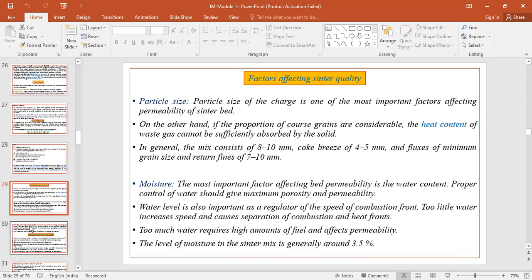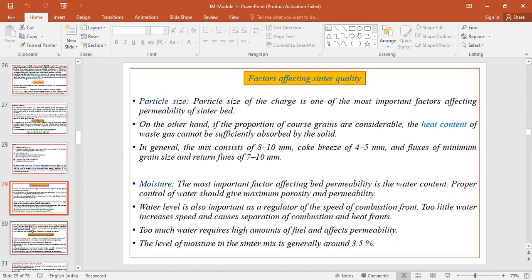Because the finer the particles, the more the surface area, and there is more possibility of interaction of gas and the solid taking place effectively, so that the sintering process will take place effectively. So particle size is very, very important.